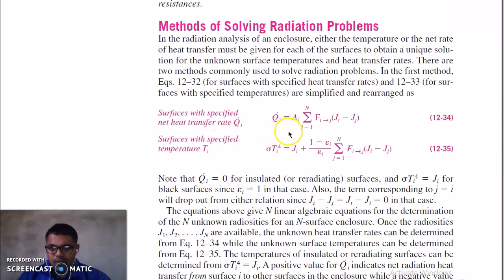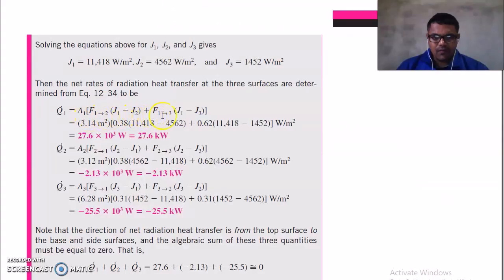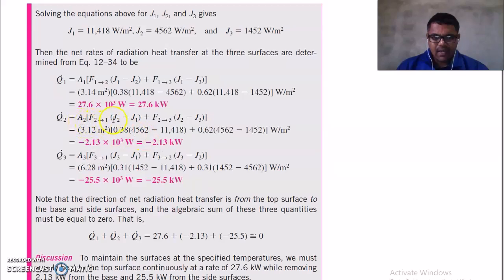Now when you know Ji and Jj and the view factor, you can find the heat transfer for all surfaces. We had already calculated J1, J2, J3. Put them into this, and you will get the heat transfer. So this is the equation for heat transfer from one surface. J1, J2, J3 are known, F12 and F13 are known. You will get this. Then the same for the second surface, and likewise for the third surface.